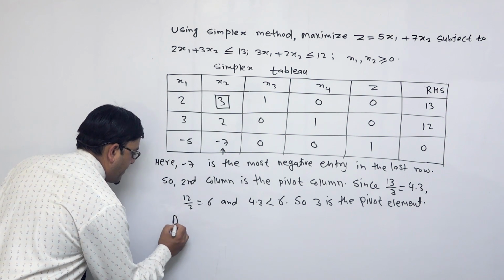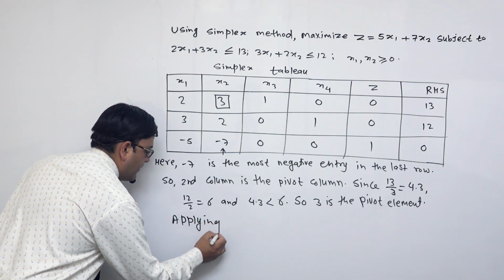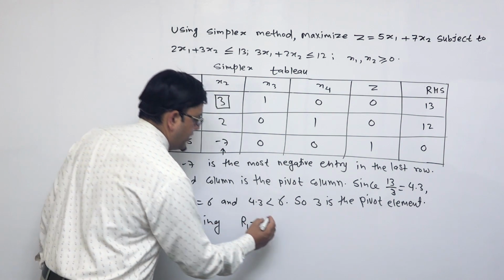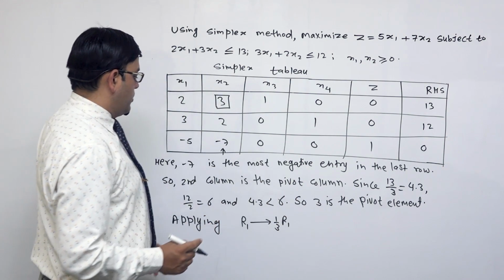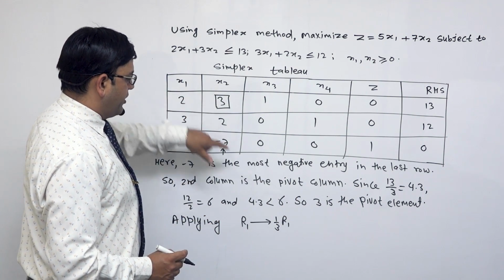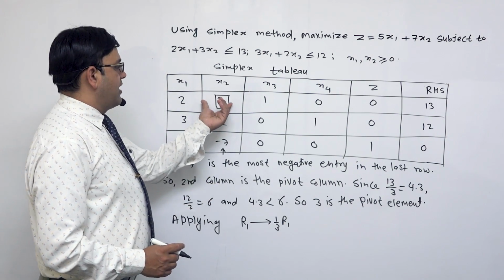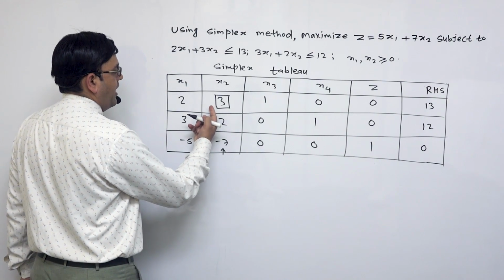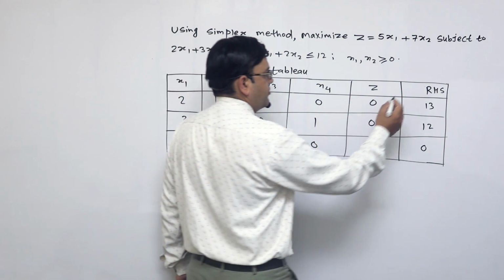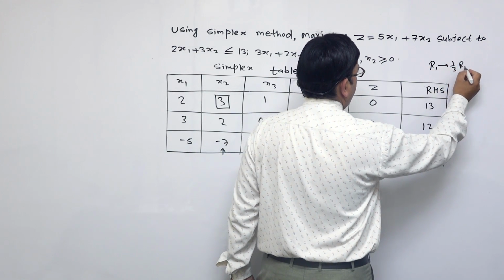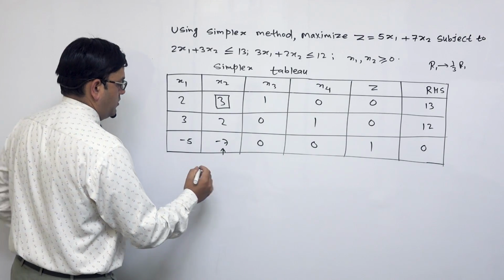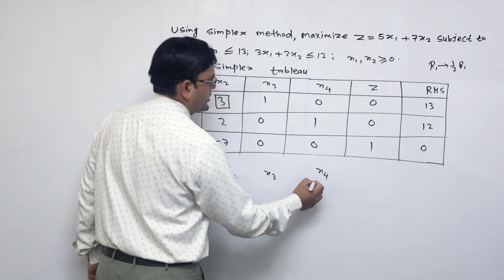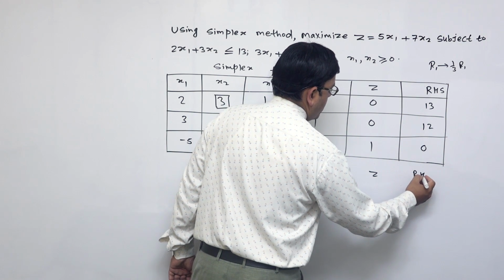R1 changes into 1/3 R1. Applying this, we get 1 at the pivot position. Now let us look again: x1, x2, x3, x4, z, RHS.